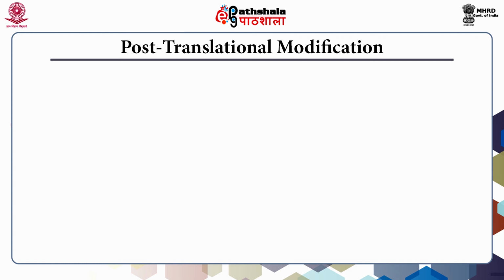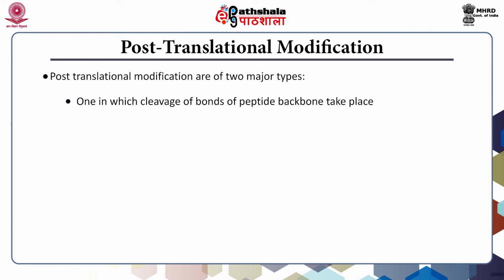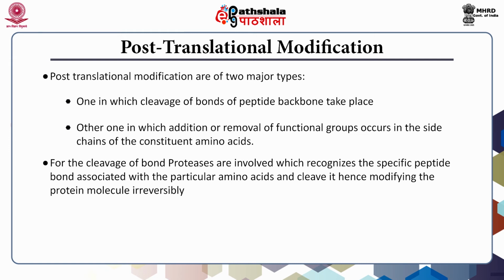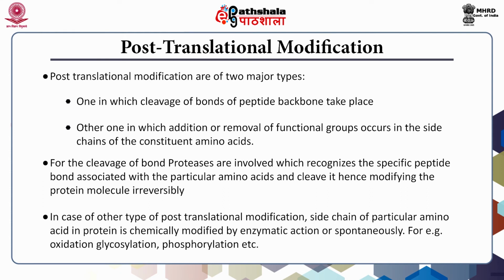Post-translational modification. Post-translational modifications are of two types, one in which cleavage of bonds of the peptide backbone takes place and another in which addition or removal of functional groups occurs in the side chain of the constituent amino acids. For the cleavage of bonds, proteases are involved, which recognize the specific peptide bond associated with a particular amino acid and cleave it, hence modifying the protein molecule irreversibly. In the other case, the side chain of a particular amino acid in the protein is chemically modified by enzymatic action or spontaneously. For example, oxidation, glycosylation, phosphorylation, etc.